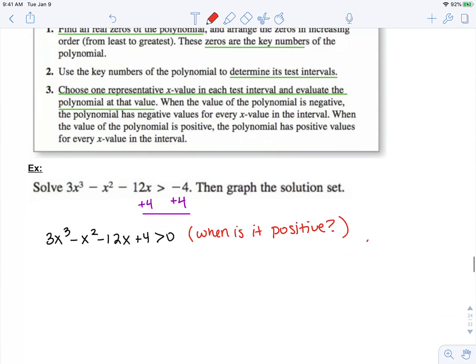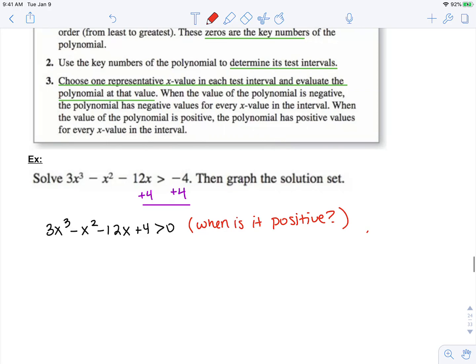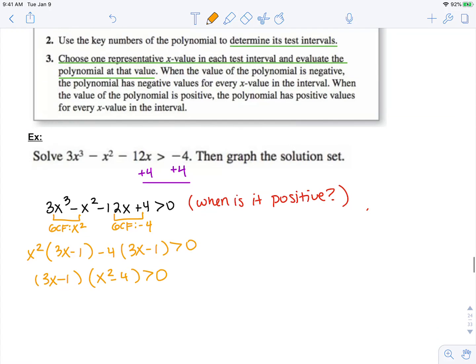So now we need to find our key numbers. That's when this polynomial equals 0. I find those by factoring. Here I factor by grouping. My GCF here is x squared. My GCF here is -4. So I have x squared times 3x minus 1 minus 4 times 3x minus 1 is greater than 0. My binomial GCF is 3x minus 1. If I factor that out, that leaves x squared minus 4.